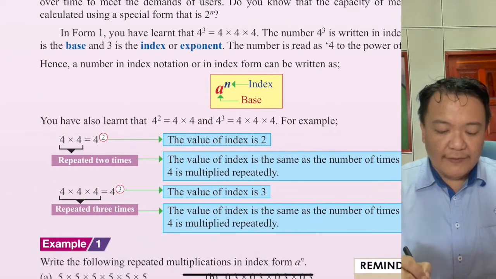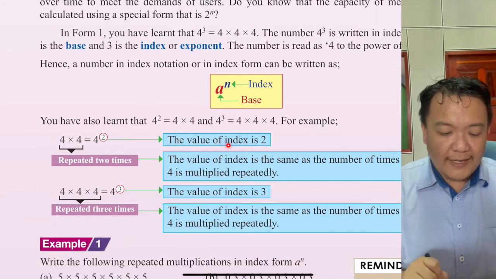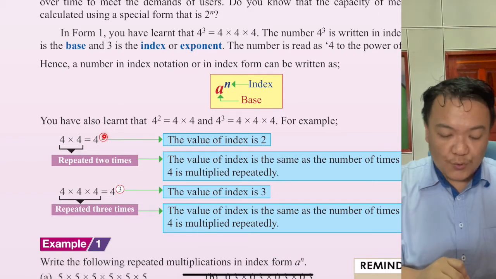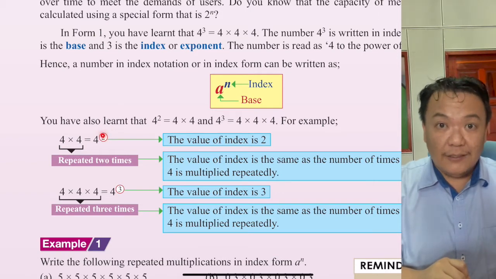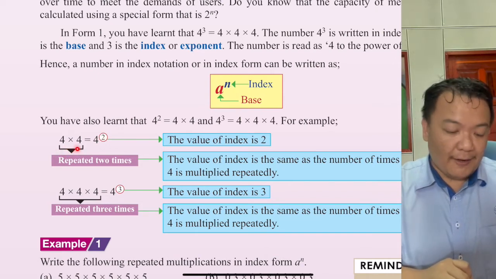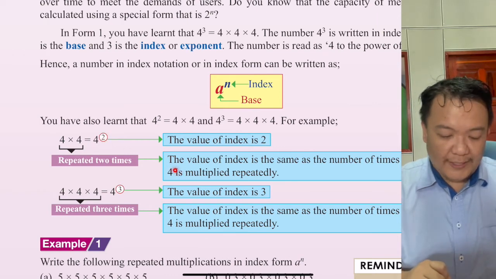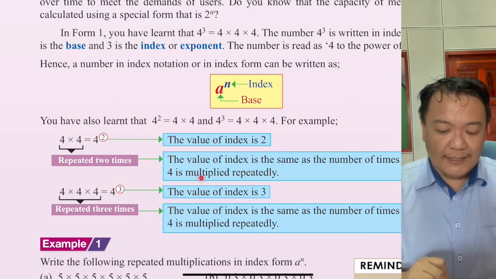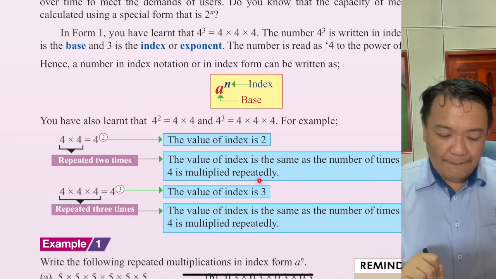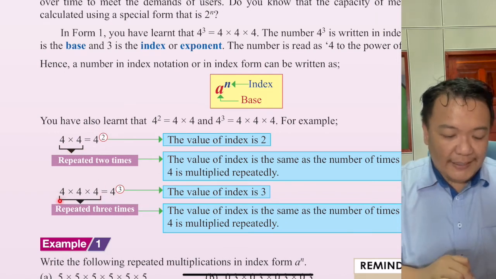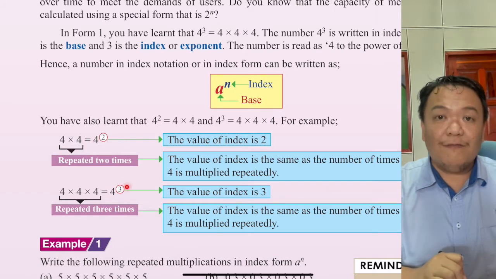Over here is a further explanation. The value of index is 2. Sini kita boleh tengok the power yang kecil ini is 2. So the value of index or power is 2. Di sini 4 times 4, so 4 kali 4, 4 darab 4, 4 power of 2. The value of index is the same as the number of times 4 is multiplied repeatedly. So kalau 4 ni 2 kali, dikuasa 2 lah. Kalau 4 ni 3 kali darab, dia power of 3.